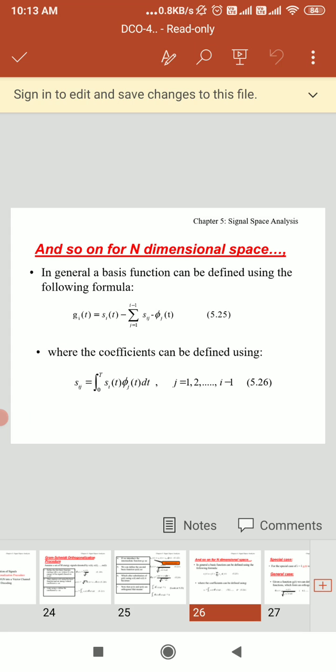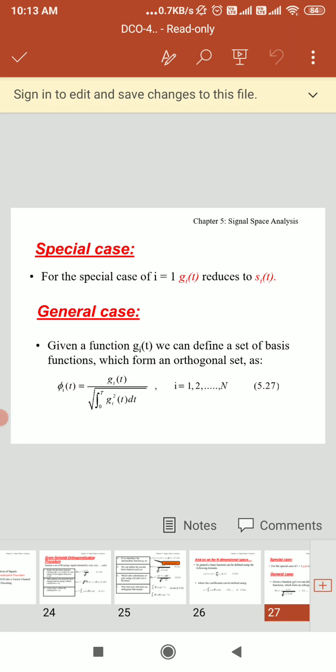gi of t is nothing but the intermediate function, si of t is the energy signal which we are transmitting. Here Sij are the scalar coefficients. Phi j of t are the orthogonal basis functions. We can define the coefficients as Sij equal to integration 0 to T si of t phi j of t dt, where j equal to 1 up to i minus 1. That equation we have already seen.